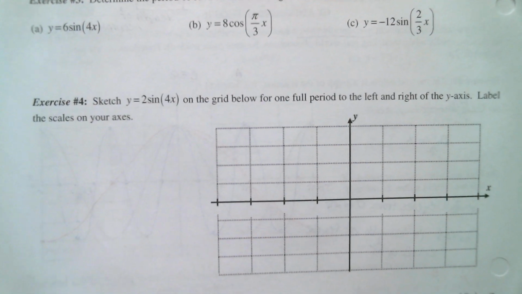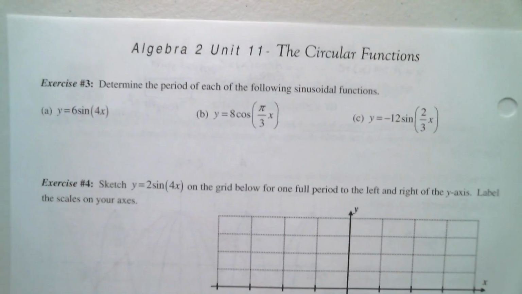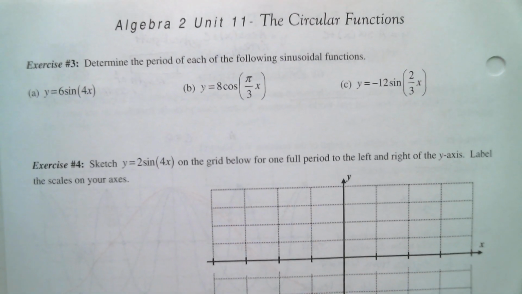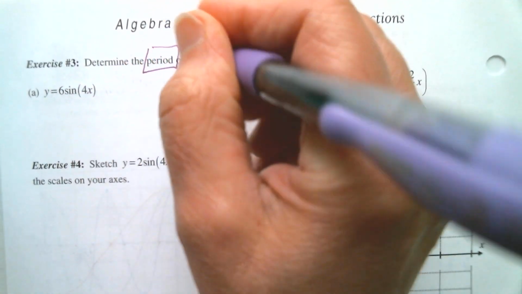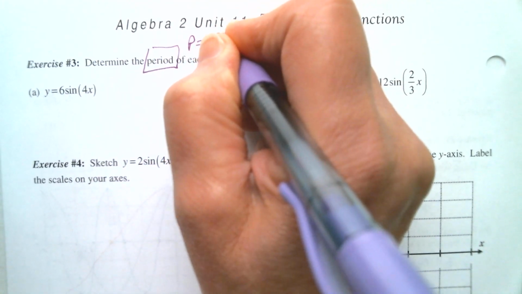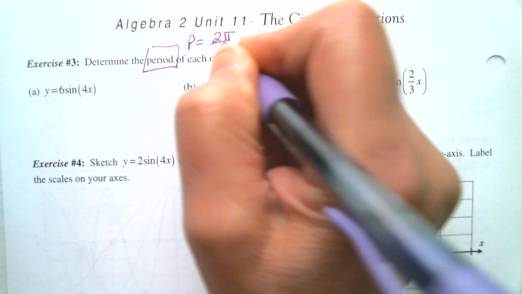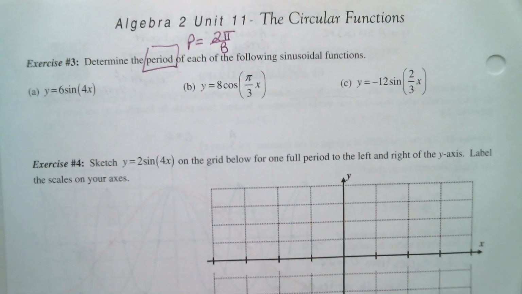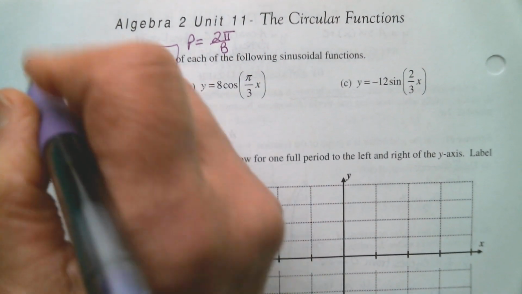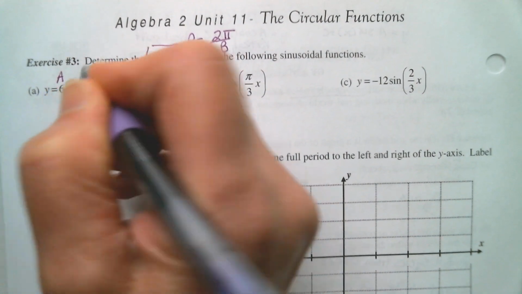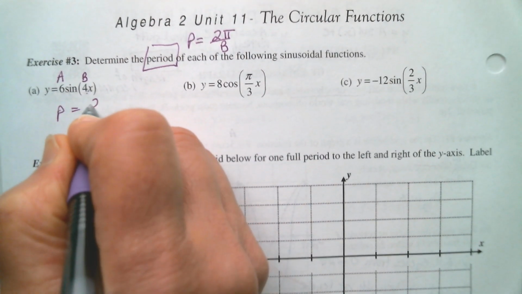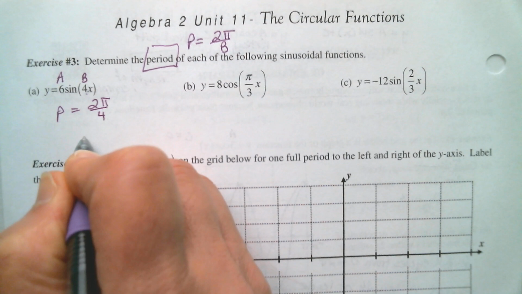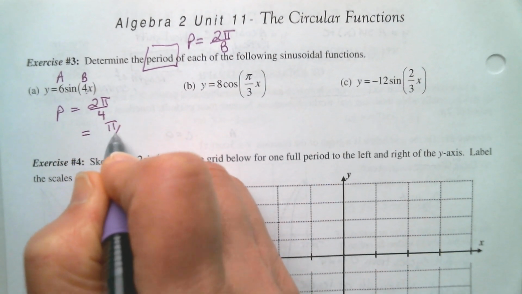Number 3, determine the period of each of the following sinusoidal functions. If we want the period, it equals 2 pi divided by b. And b is what is in front of x. So this is a, this is b. So the period is 2 pi over 4, which reduces to pi over 2.